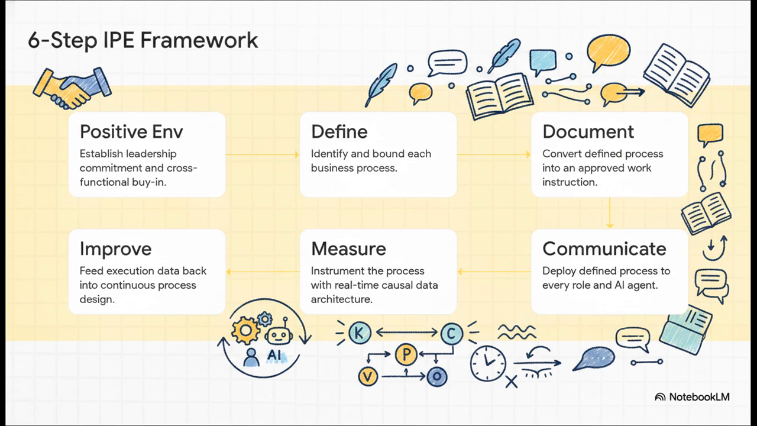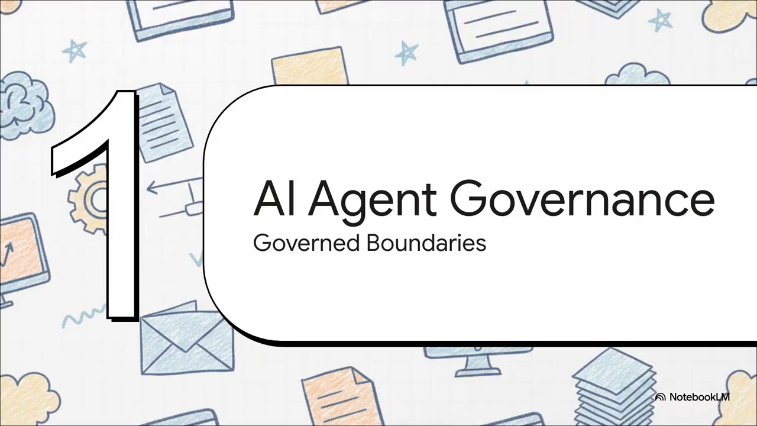This step uses an architecture called KIV, KPV, and KOV. That stands for key input variable, key process variable, and key output variable. The genius here is that instead of just looking at lagging outcomes, like, hey, did that deal finally close, it measures the causal process inputs in real time. Then, step 6 takes all that execution data and feeds it right back in for continuous improvement, ensuring your process never, ever drifts.